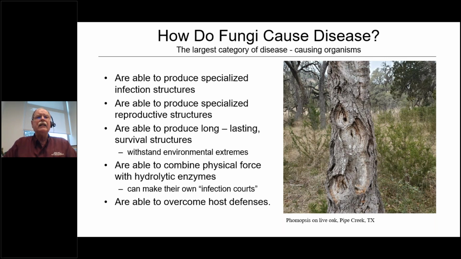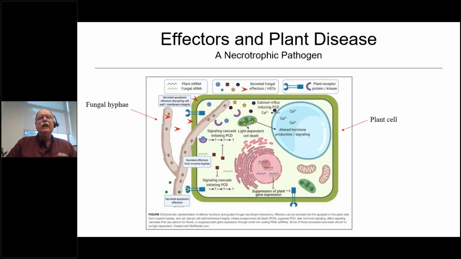And then finally, this brings us back to the very first statement I made, the first bullet up there. They are able to overcome host defenses. In other words, they can produce specialized infection structures that interact with the host that will help them overcome host defenses. So we showed this slide before, and what I'm doing here is setting up the introduction to be able to go over this slide again, because I would like to point some things out on it again for just a moment. First of all, I have added the fact that we are looking at a necrotrophic pathogen here.